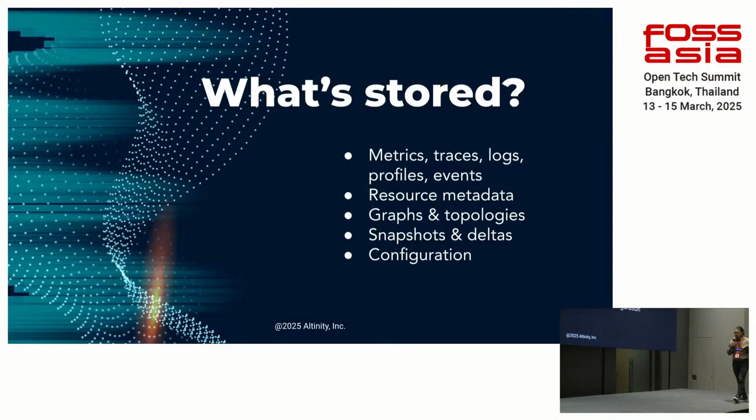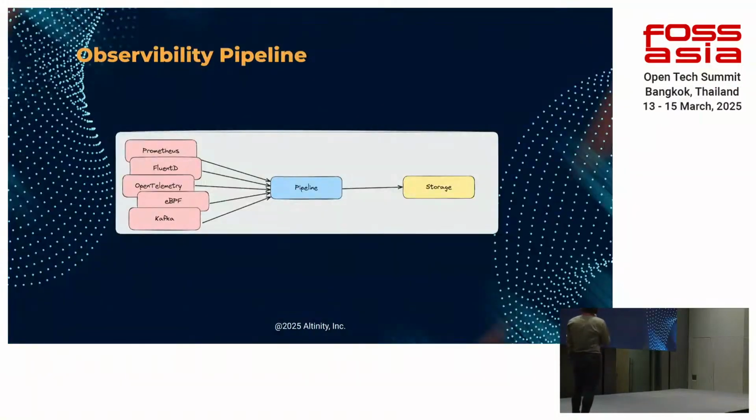So what are we storing over here? We store all these, other than the matrix, we also have the metadata, graphs, topologies, snapshots, and configurations. Basically the whole ecosystem, because if you don't connect the dots, it will not give you the big picture. All right, hopefully I'm not going too fast, but I just want to really run through these important slides over here.